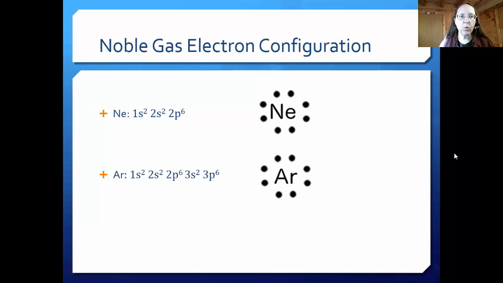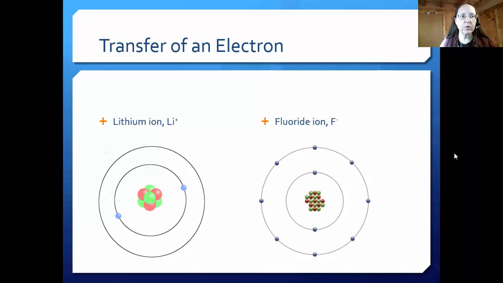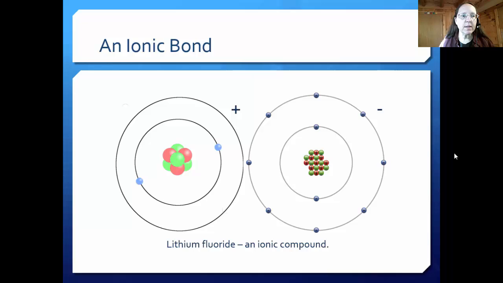So lithium, with 1 valence electron, will give that electron to fluorine, which has 7. After the transfer, lithium's valence shell is empty, or the next lower shell is full, and fluorine's valence shell has the stable 8 electrons, full S and P subshells. Once a stable configuration is achieved, no other electron transfers occur. The resulting oppositely charged ions will combine due to the electrostatic attraction between opposite charges, an ionic bond.